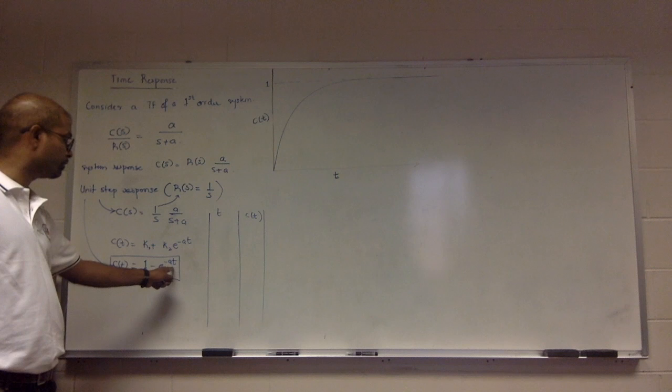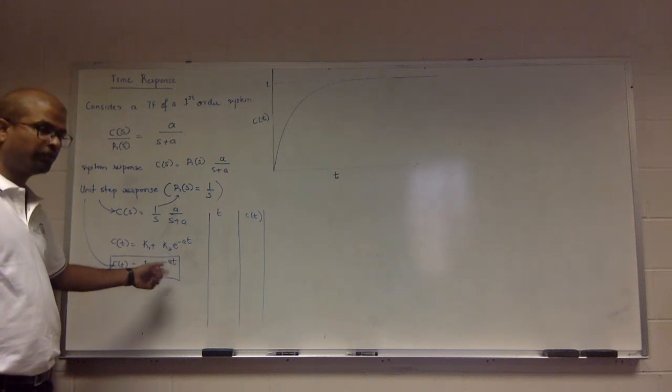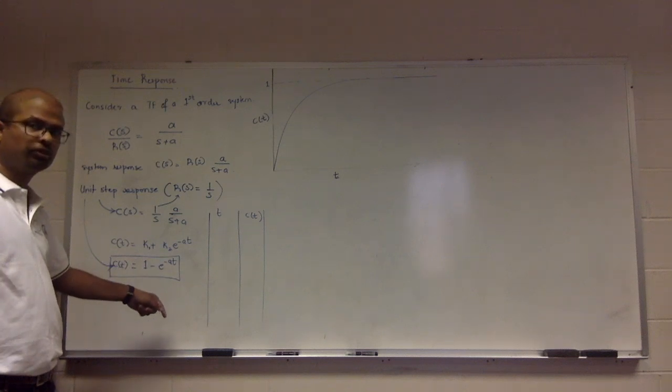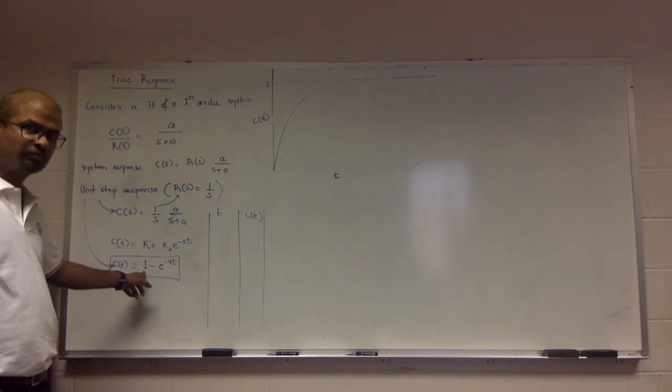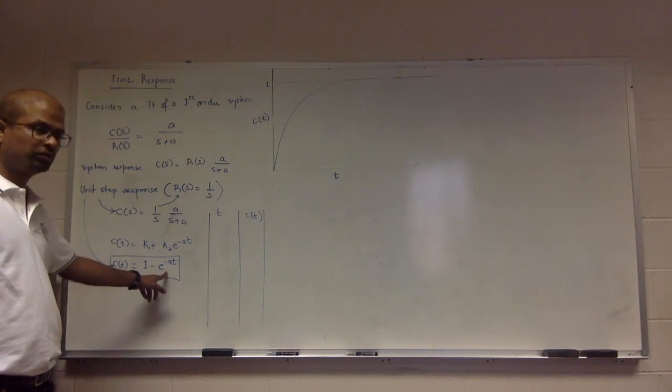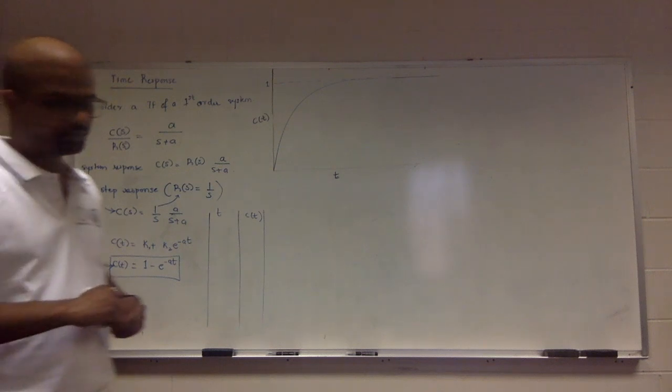Because when t goes to infinity, it will be negative, 1 over infinity, and 1 over infinity is 0. So it will ultimately be this. When t is 0, this will dominate. So here we have looked at this.